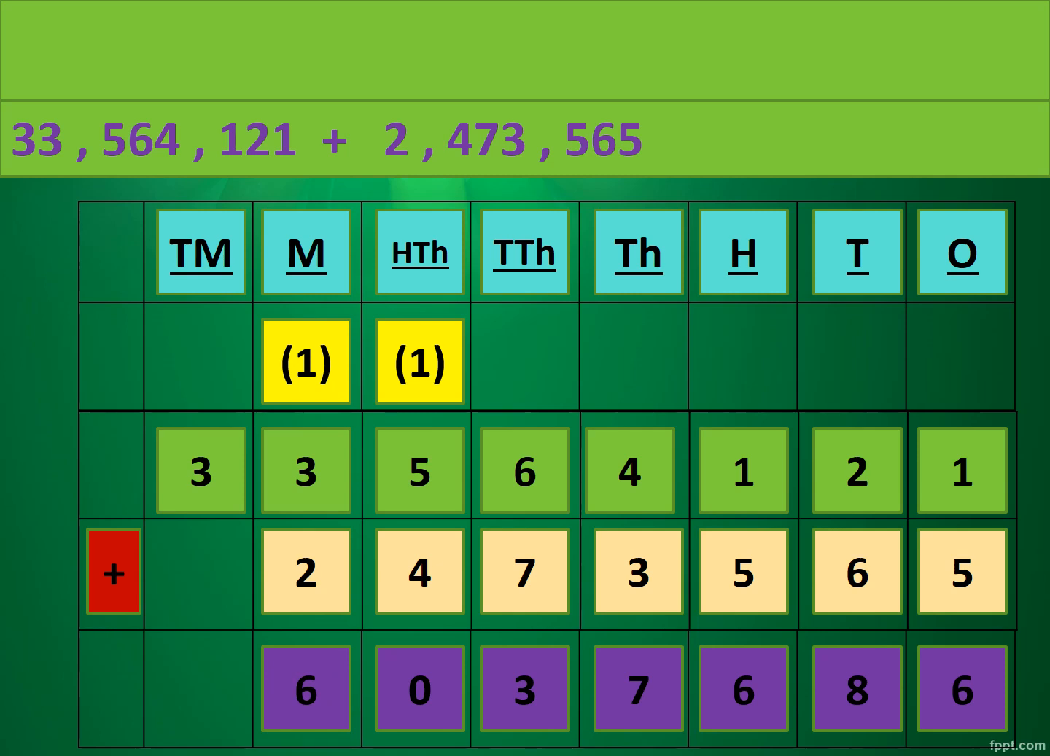Now at the 10 millions column we have only a single value, that is 3, and it means we have nothing in the second number. So 3 plus 0, or we can say that 3 will automatically come down. 3 plus 0 is equal to 3. So this is the way how we add two numbers.